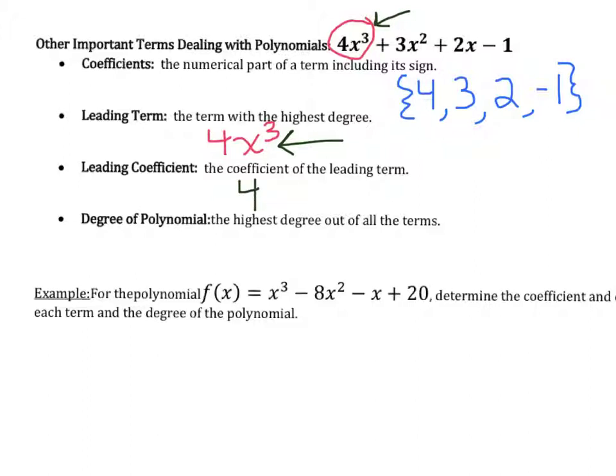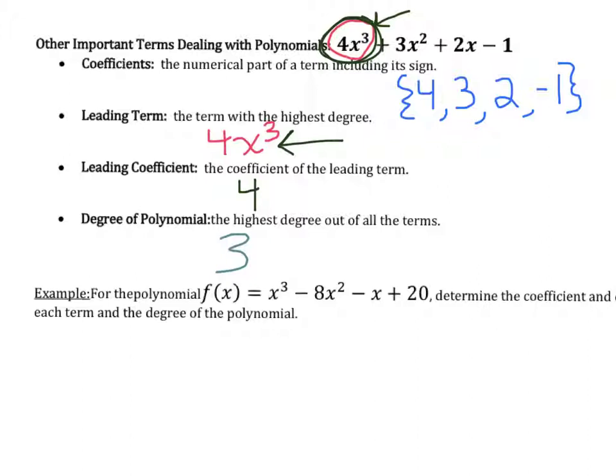And not only do we have a degree of each term, but we also have a degree of the polynomial, which is the highest degree out of all of the terms. If you look at the degree of all of these terms here, the term with the highest degree is your leading term, which we already figured out. And the degree of that in this example is 3. So the degree of our polynomial is 3.